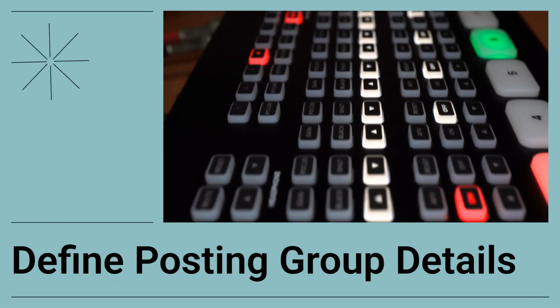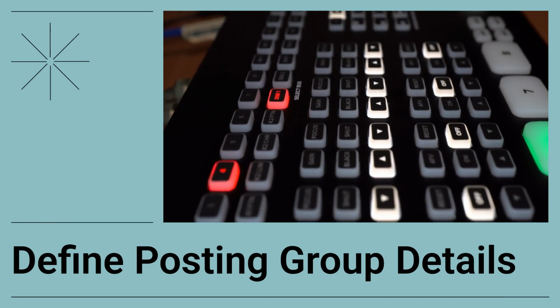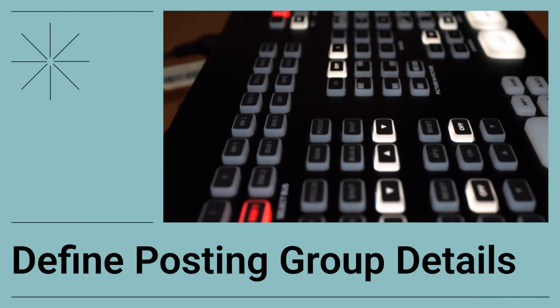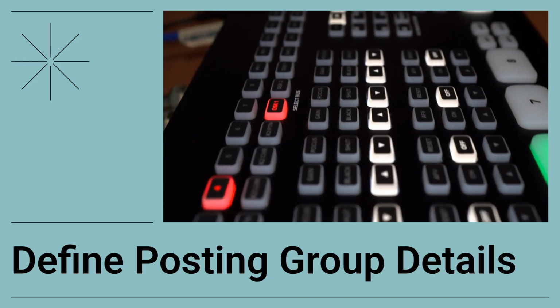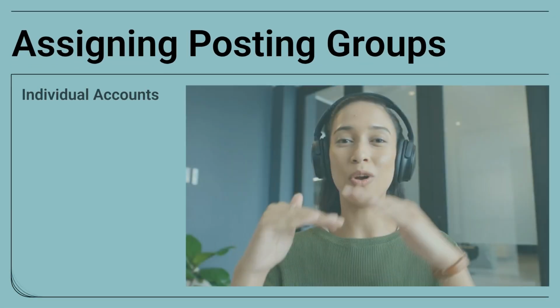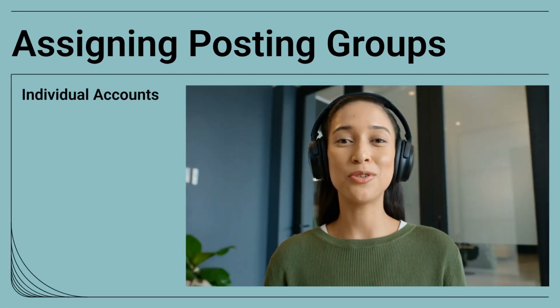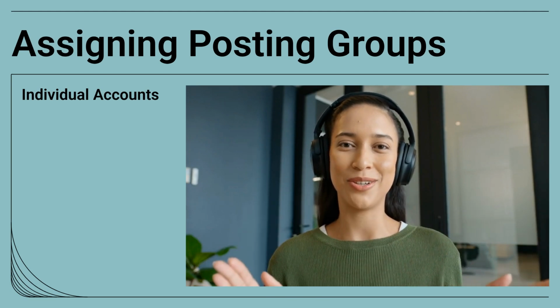To create posting groups, navigate to the chart of accounts in Business Central. For each group, specify the ID, name, and nature: income, expense, asset, liability, equity. Assign posting groups to individual accounts from their account cards. This determines how transactions are posted.